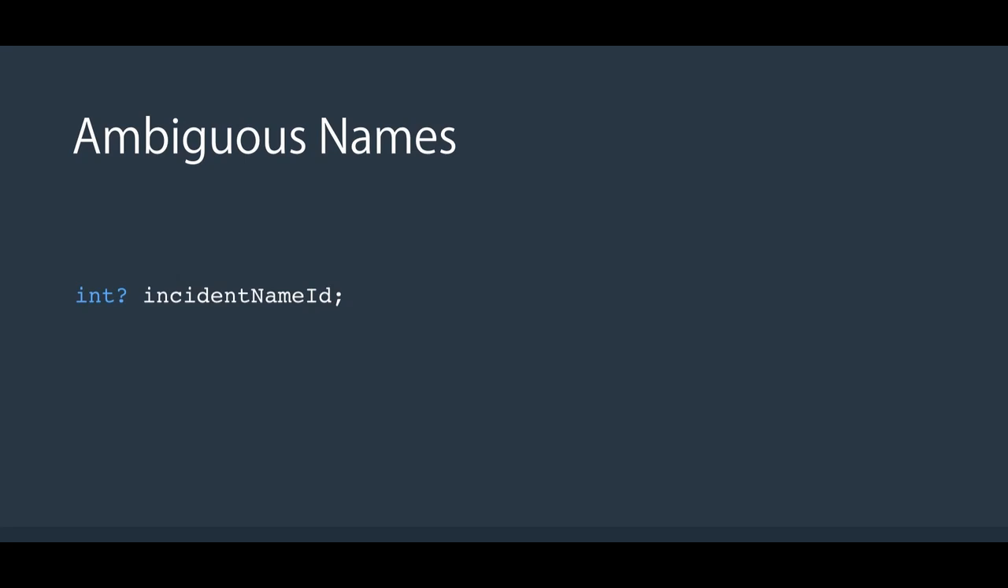Here is another ambiguous name. What does incident name ID mean? Well, is it incident name? If it's incident name, then why is the data type nullable integer? So it's most likely incident ID. Then what is name doing there? But wait a sec, if it's incident ID, why is it nullable integer? How can we have an incident without an ID? So this is a very poor name on so many levels.